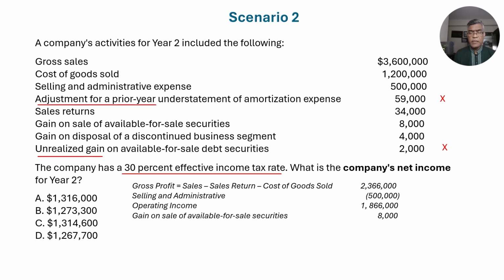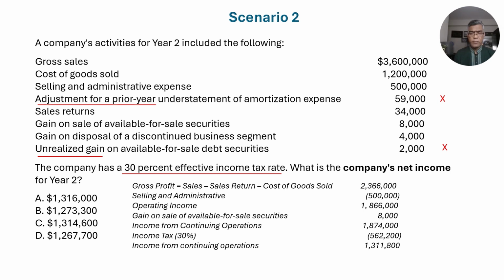This gain indicates it is a realized gain. That's why, although it is related to the available for sale securities, as it is realized, it should be reported in the net income. So income from continuing operations before tax is 1,874,000. Now you need to pay 30% income tax on that amount. 30% of that amount equals 562,200. So now income from continuing operations is 1,311,800.